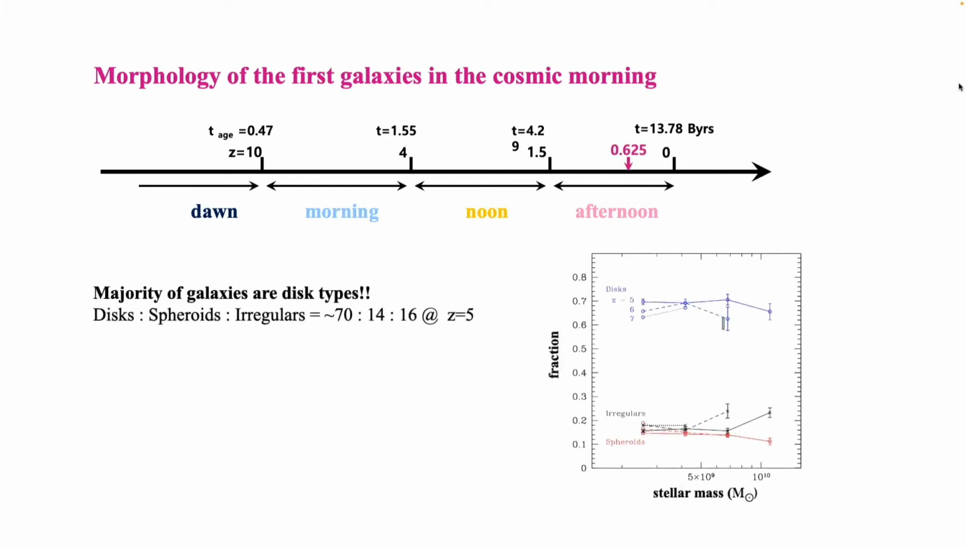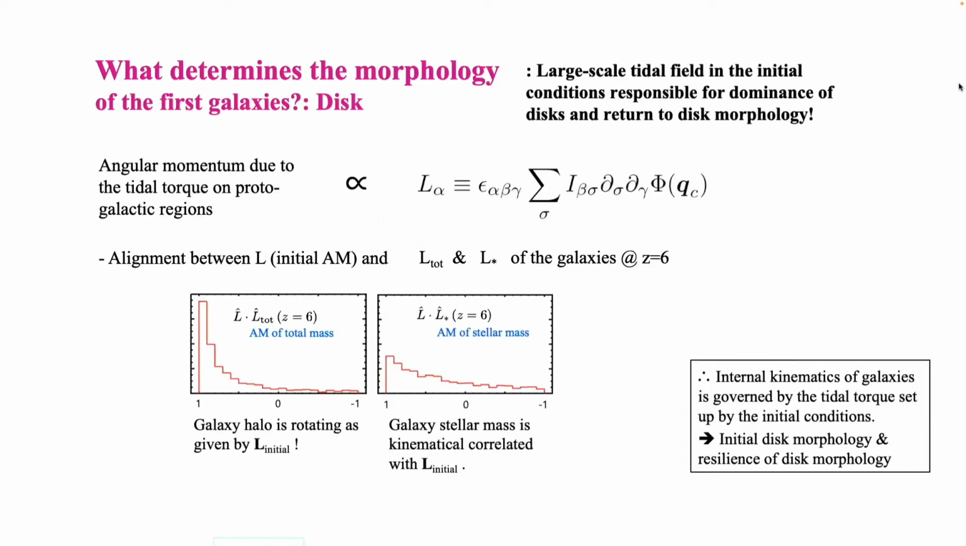And to our surprise, the fraction of disk galaxies was about 2/3 at all mass at high redshift. So this fraction at z equal 5, 6, 7 is at the level of between 60 and 70%. And irregulars and spheroids were about 15% each, and together they were about 30%. So why is this so? So we suspected probably the initial condition guaranteed the formation of disk galaxies.